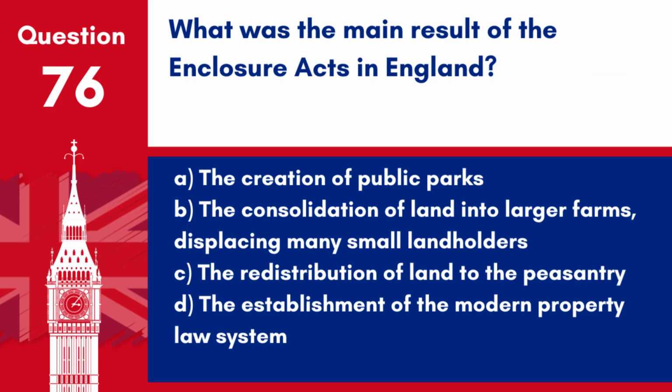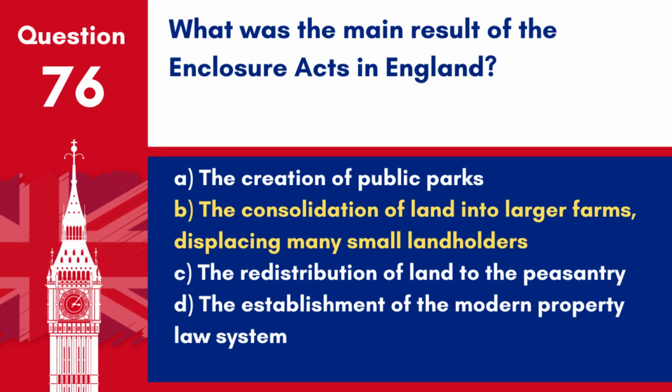Question 76. What was the main result of the Enclosure Acts in England? A. The creation of public parks. B. The consolidation of land into larger farms, displacing many small landholders. C. The redistribution of land to the peasantry. D. The establishment of the modern property law system.